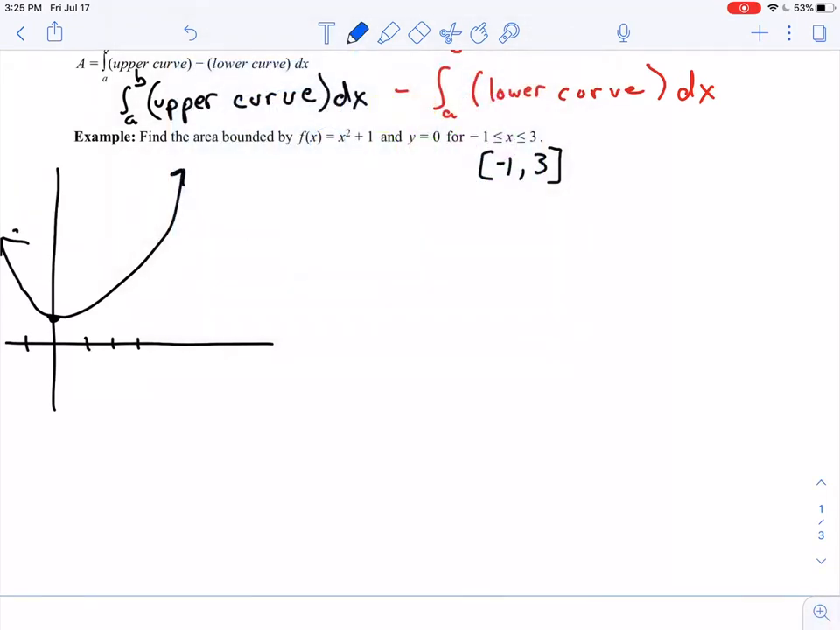So all right, I want the area bound by my function f of x and the x-axis between negative 1, so here's negative 1, to positive 3. I want to know what is this area right here. In this case, it doesn't look like there are any intersections between my function and the x-axis, which is good. That works out well for me.